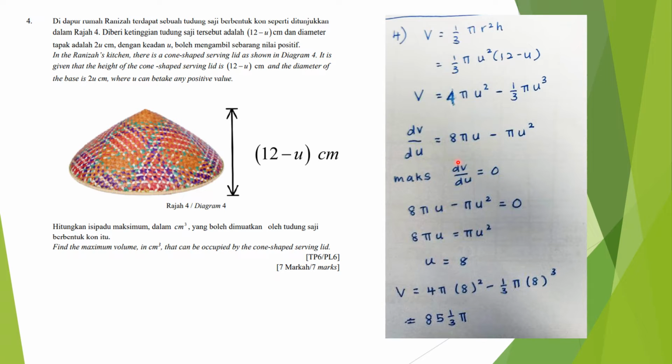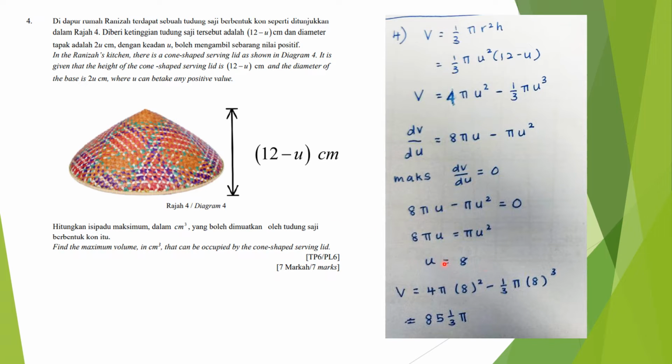So now your dV over du equals to 0. That means this whole thing, 8 pi u minus pi u square equals to 0. So we simplify this. We bring pi u square to the right. So becomes 8 pi u equals to pi u square. So we can just cancel the pi. So u equal to 8 from here. Then they want the maximum volume.